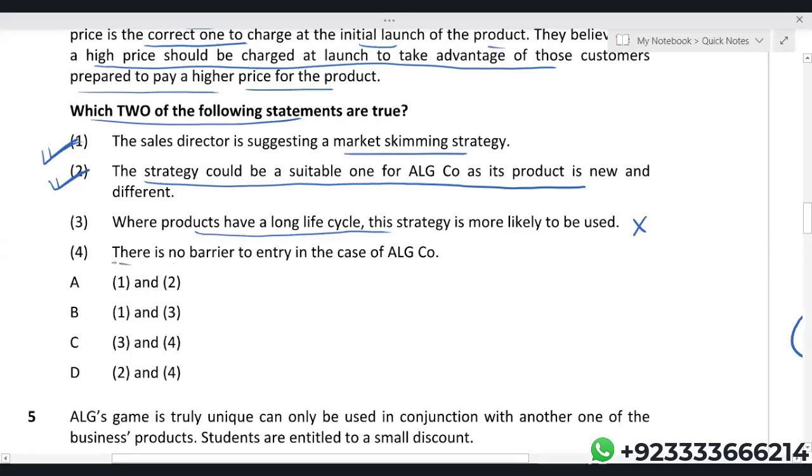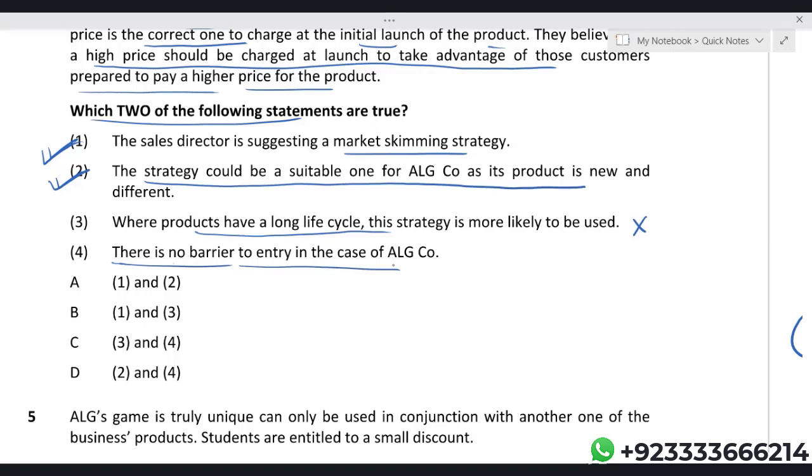Okay, they're asking: there is no barrier to entry in case of ALG company. Now let me tell you. They're saying no barrier to entry. Basically, number one, when you are charging high prices, charging high prices attracts competitors. Number two, when can we say there is no barrier? If you have a patent, that patent works as a barrier for the new entrants, number one.